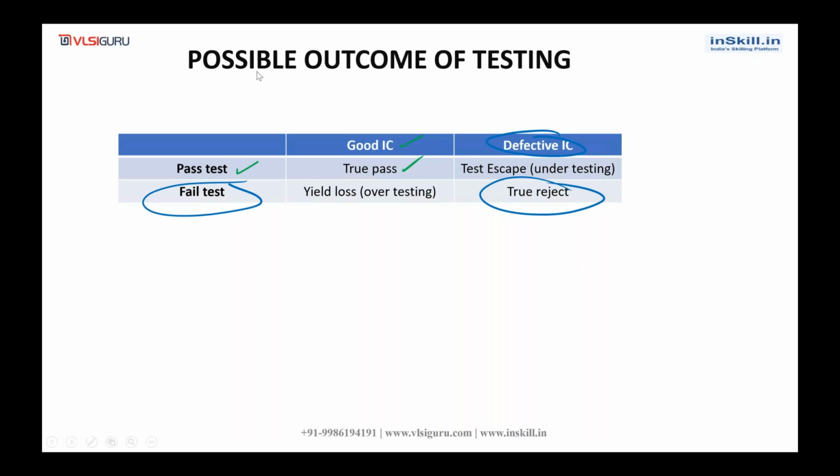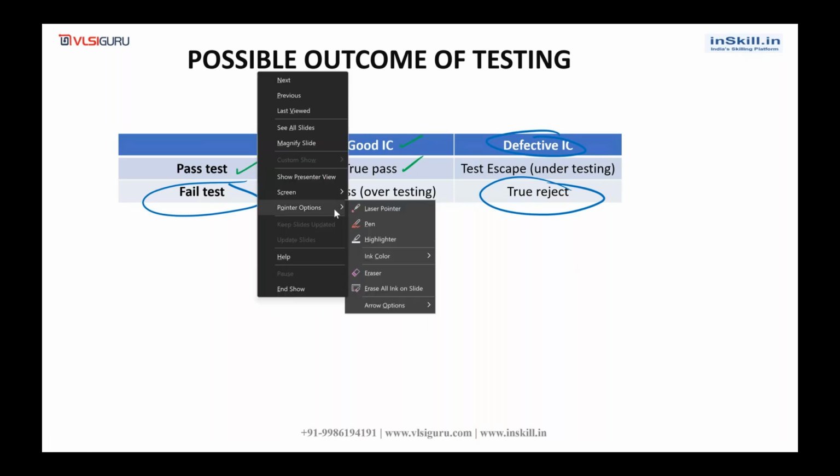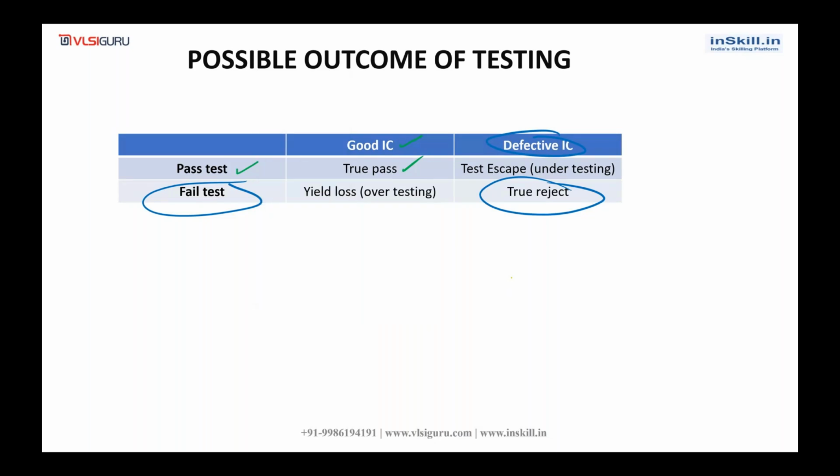Now suppose a defective IC passes the test. Then that is called a test escape. It is also called under testing. If a defective IC passes the test, it is called a test escape, also called under testing.